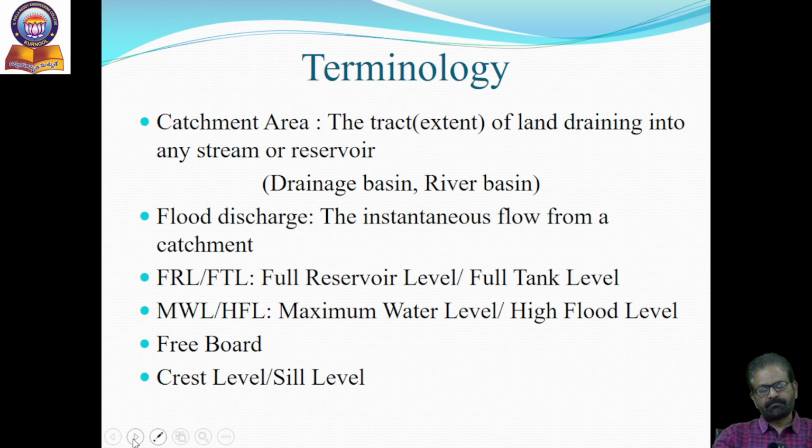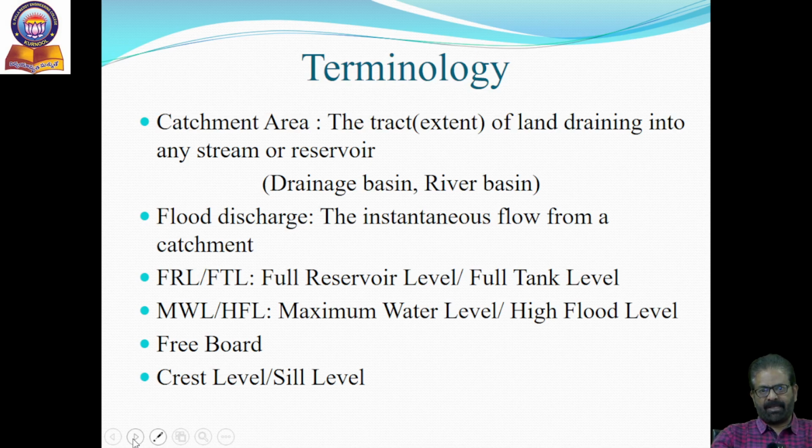And then some abbreviations we are going to use in our entire course. One is FRL or FTL. FRL means full reservoir level. These are all relative levels, that means elevation or altitude, so different stages we have to represent. One such level is full reservoir level. This is related to a reservoir. One of the important hydraulic particulars of a reservoir is FRL. FRL means full reservoir level.